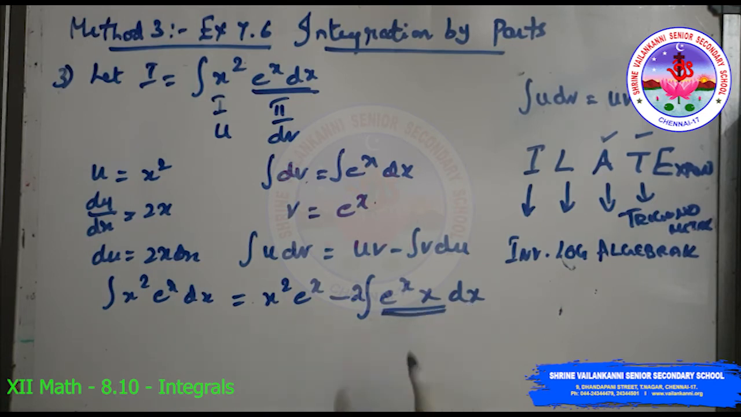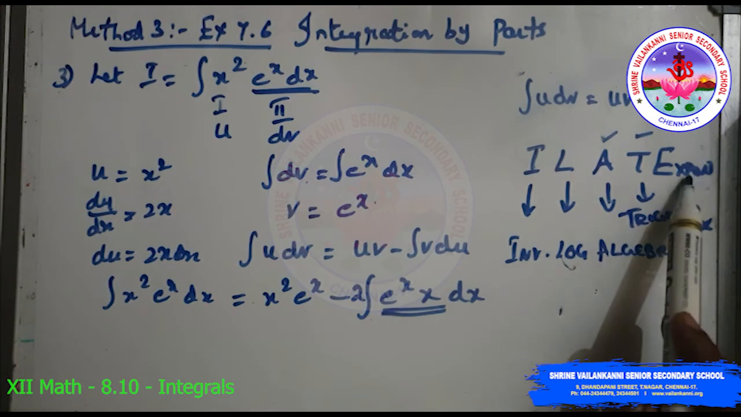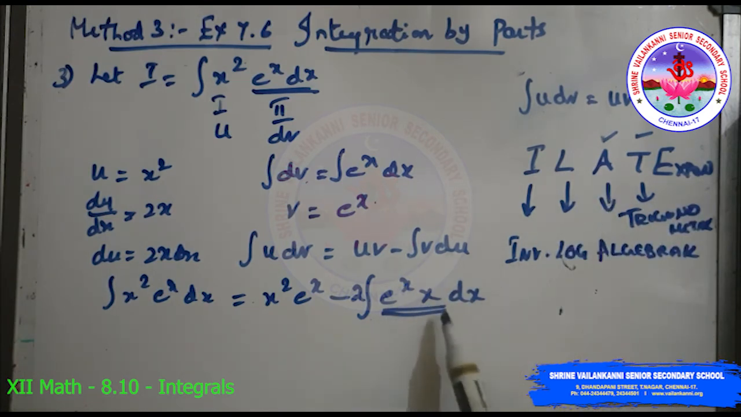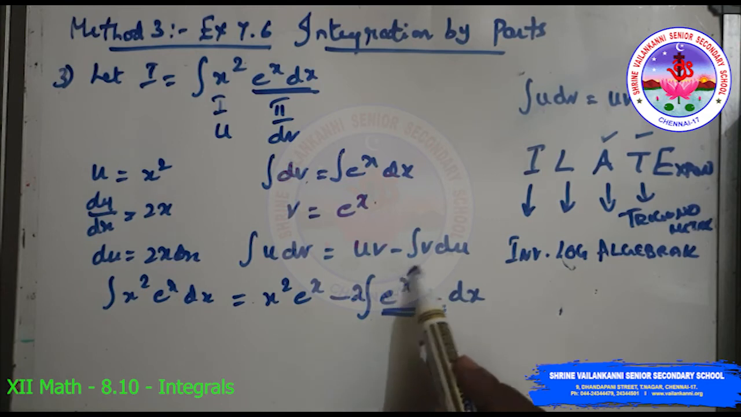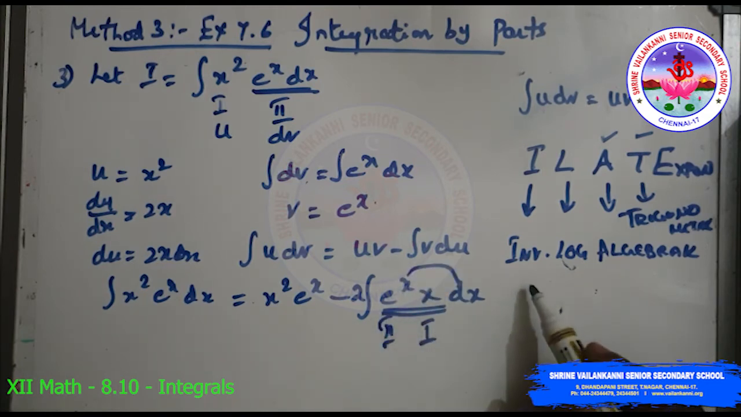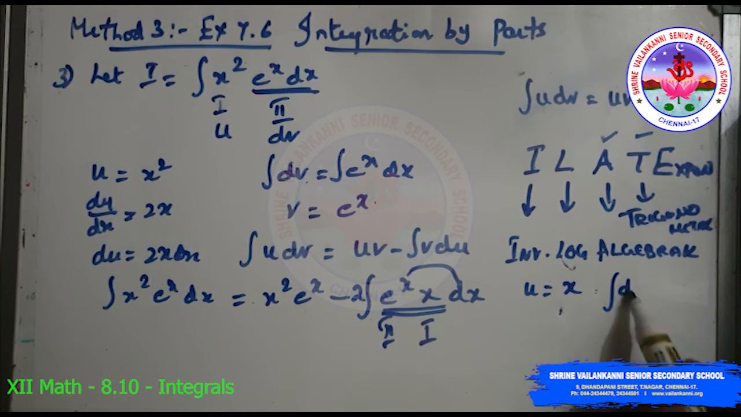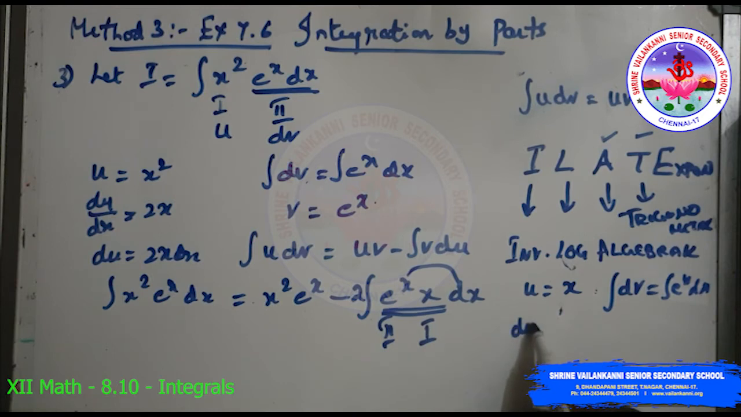Again we have the product of two functions. Again using the ILATE method, here e power x is an exponential function and x is an algebraic function. So this one comes first. So I am rewriting this, taking x as the first part and e power x dx as the second part. So u is x and dv is e power x dx. So differentiating this, I'm getting du equal to dx, and integrating both sides, we get v equal to e power x.